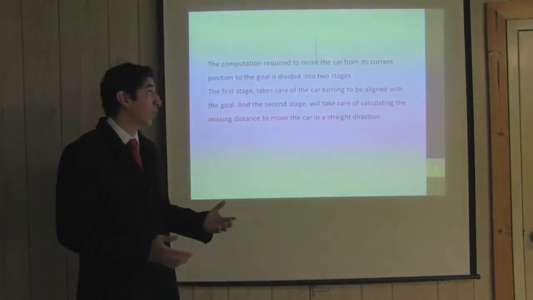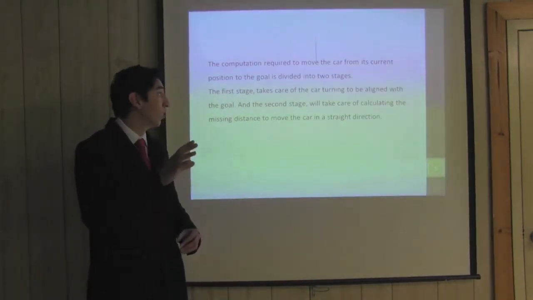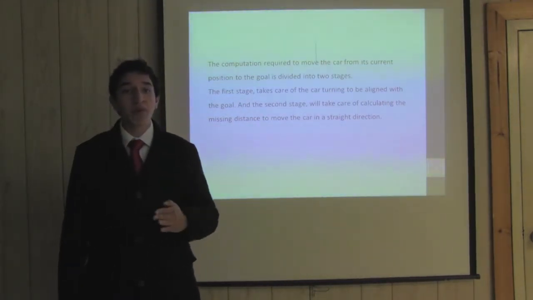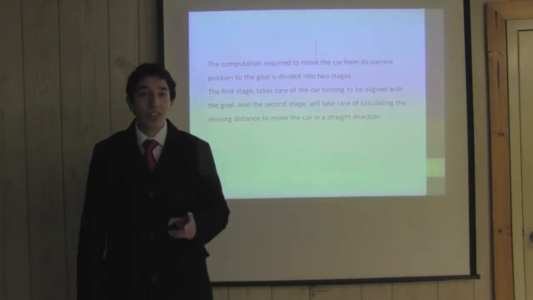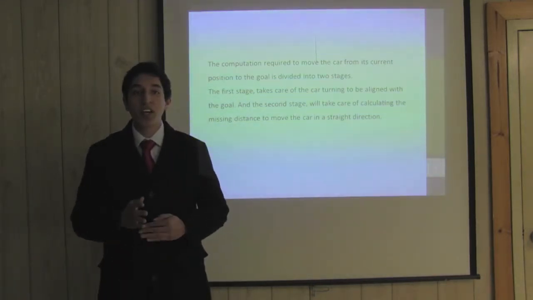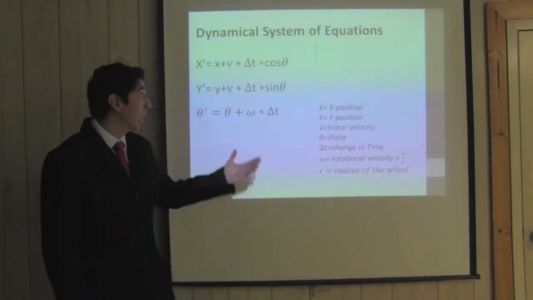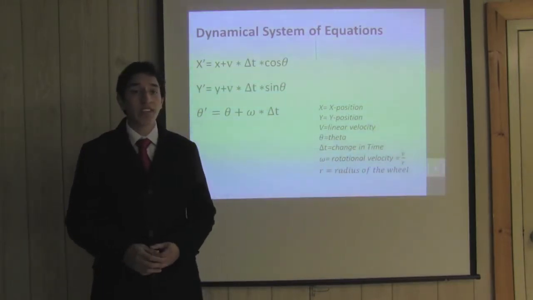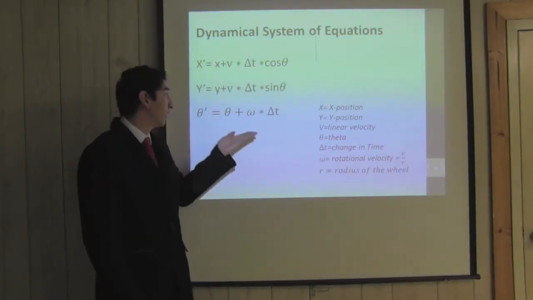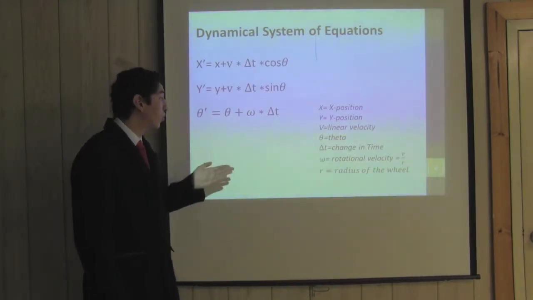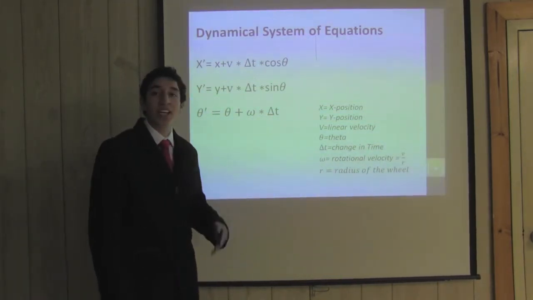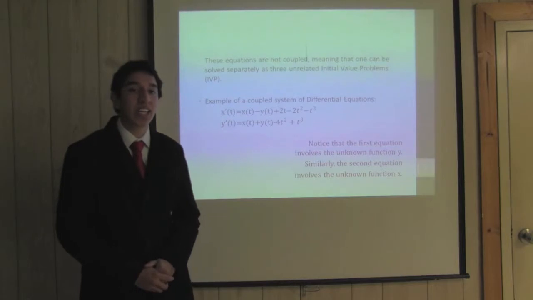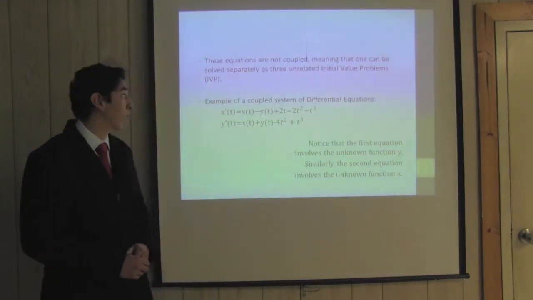The computation required to move the car from its current position to a specific goal is divided into two stages. The first stage takes care of turning the car to be aligned with the goal, and the second stage takes care of calculating the missing distance to move the car in a straight direction. This dynamical system of equations describes the motion of the car in order to get to a desired location. The theta in the third equation defines how much the car will rotate in order to make a turn. These equations are not coupled, meaning that each one could be solved separately as three unrelated initial value problems.